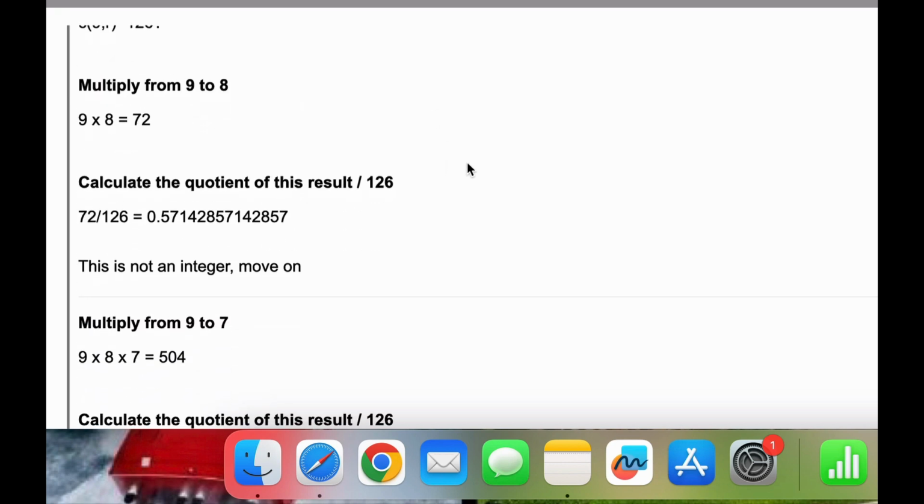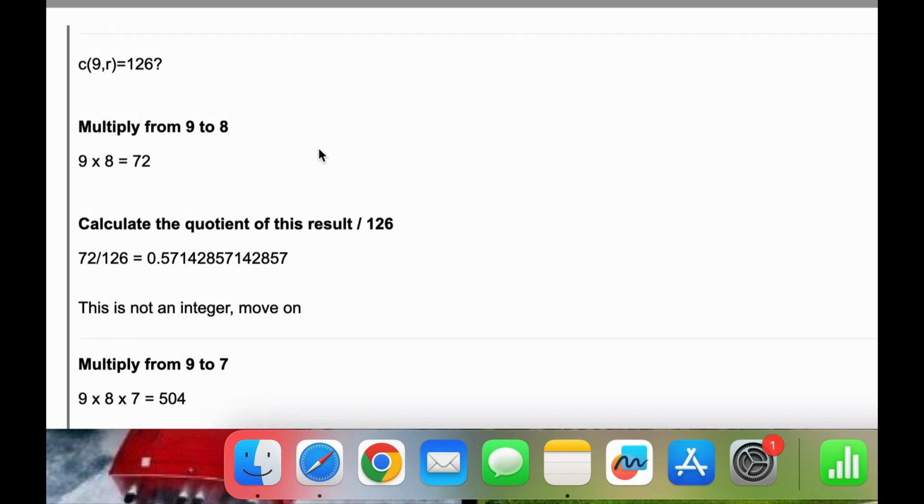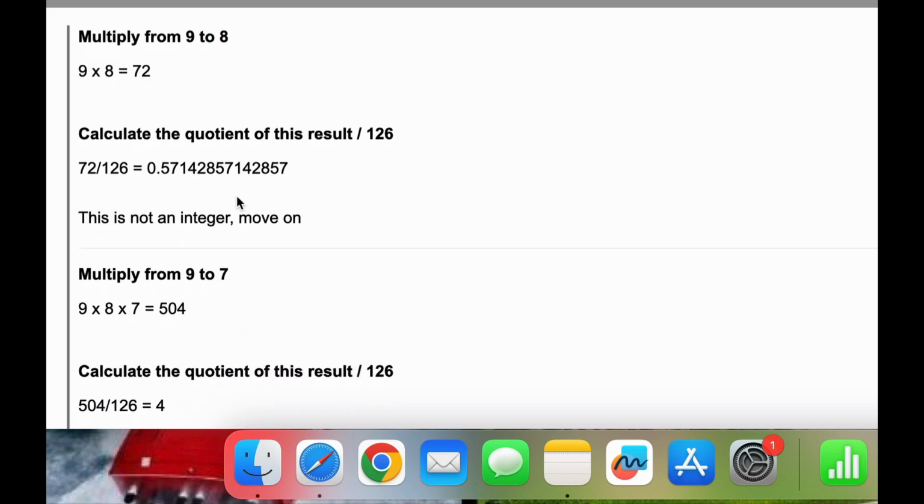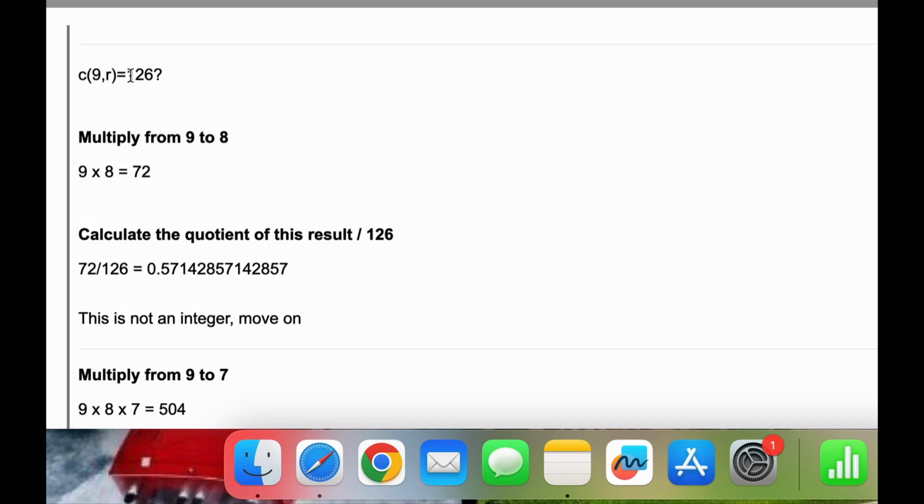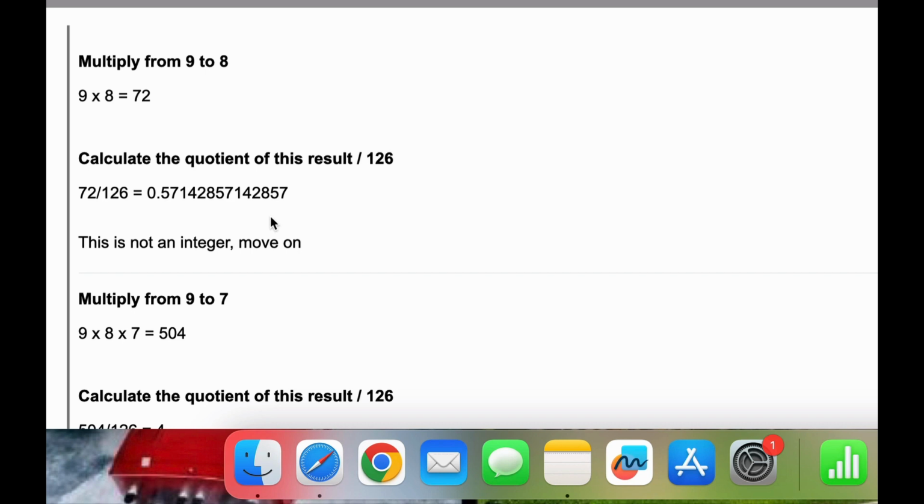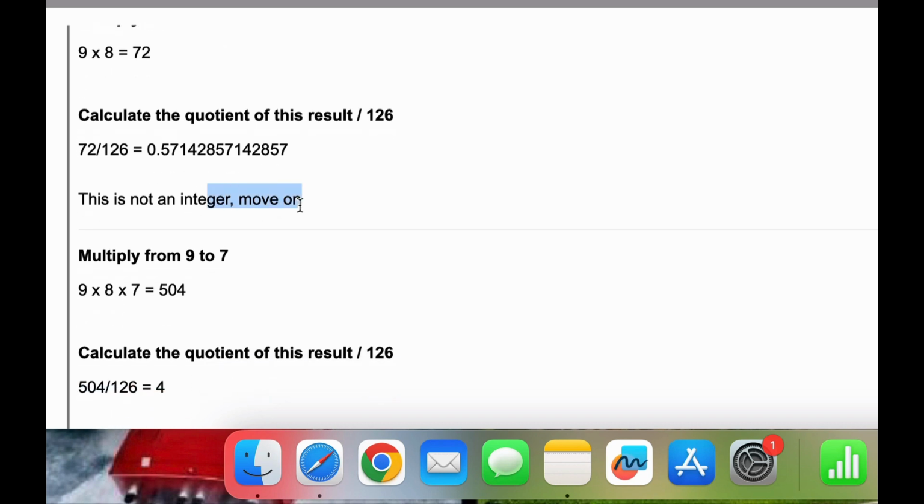So this is a little algorithm you can use on any of these problems. The first thing is we always start with n and multiply 1 down and then 1 down again. So 9 minus 1 is 8, and then we want to take the product of the range. So 9 times 8 is 72. We want to divide 72 by our combination answer. If it's not an integer, we move on. We know that that's not a possible answer.